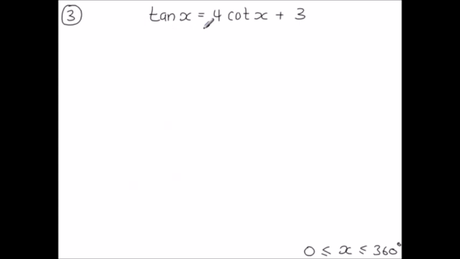Tan x is equal to 4 cot x plus 3. So tan x is equal to, well, cot x is 1 over tan, but that 4 will go into the numerator. To get rid of the fraction, multiply by tan x here, here, and here.